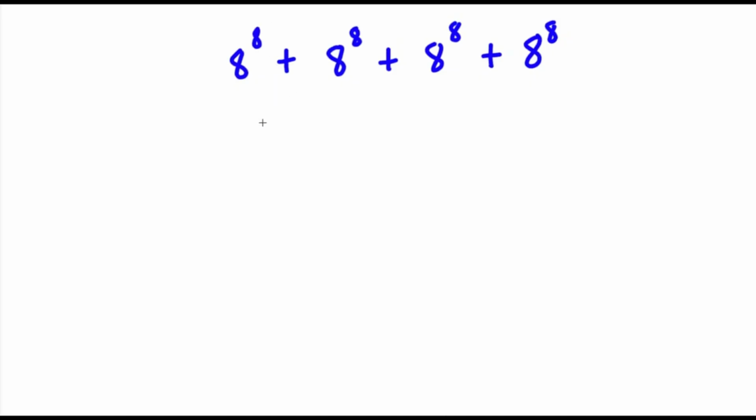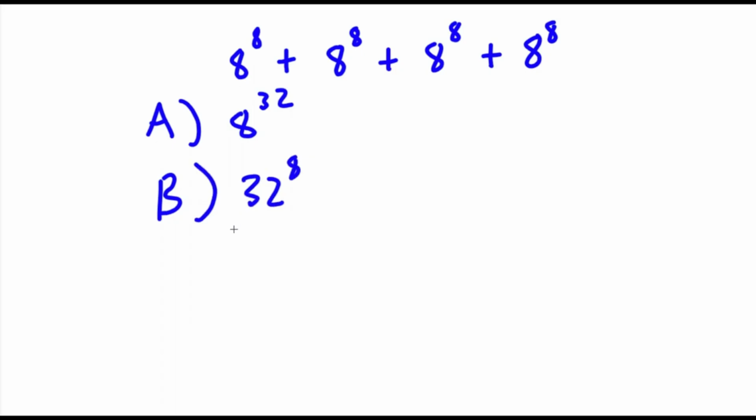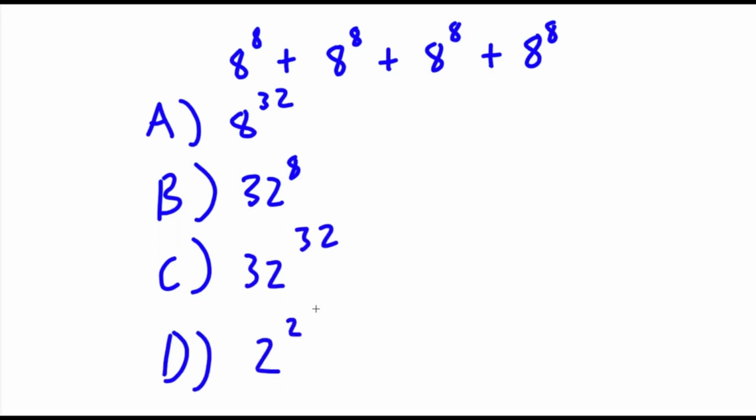Now, to solve this problem, I first have 4 answer choices. My first answer choice A is 8 to the power of 32. My second answer choice B is 32 to the power of 8. My third answer choice C is 32 to the power of 32. And my final answer choice D is 2 to the power of 26. So if you guys know how to solve this problem, you can try to find out which answer choice this is.